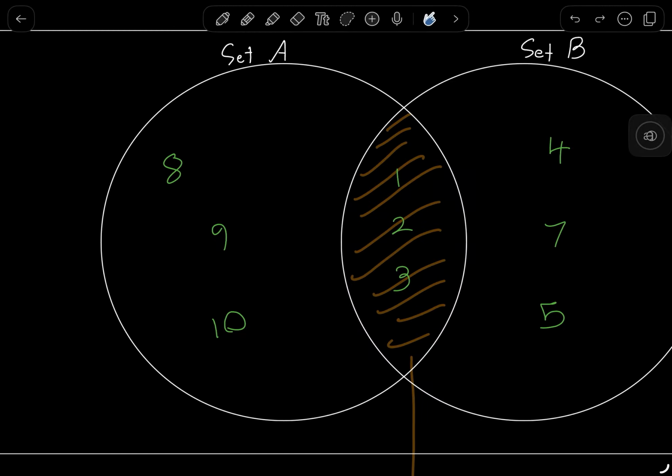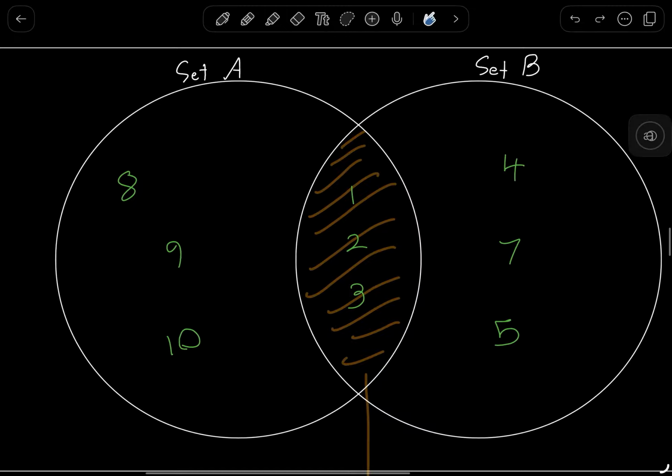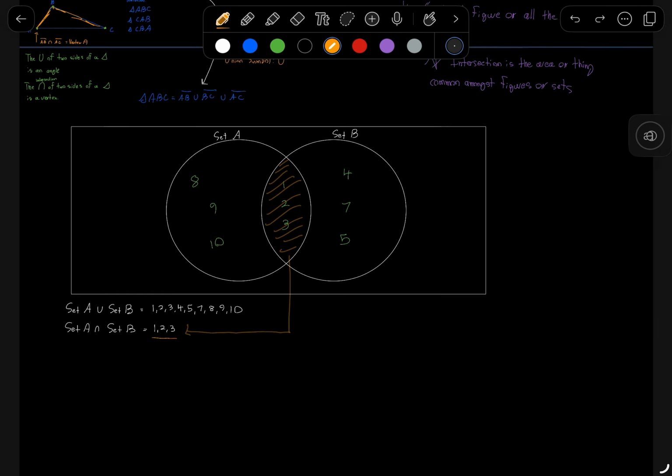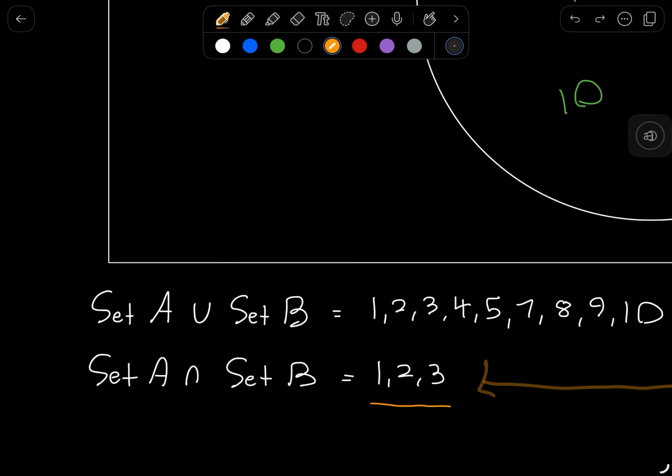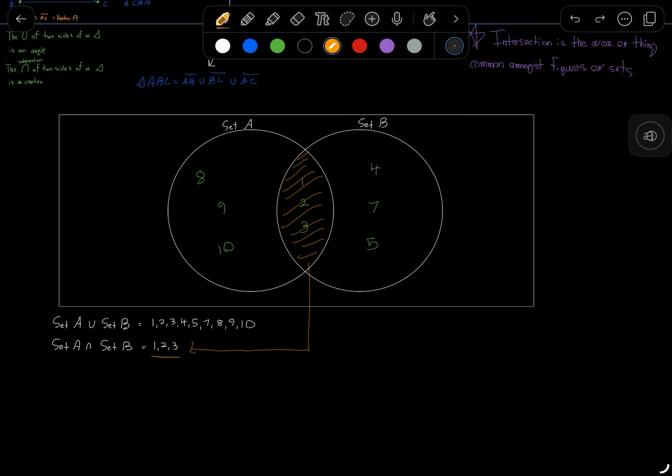Now, what is the intersection of both sets going to be? Earlier, I said that the intersection is the common region or the common thing between two distinct figures or sets. So in this case, the common things between set A and set B are the numbers in the middle, which are 1, 2, 3. So the intersection of those two sets is going to be the numbers that are shared between both sets, and in this case, that would be 1, 2, and 3.